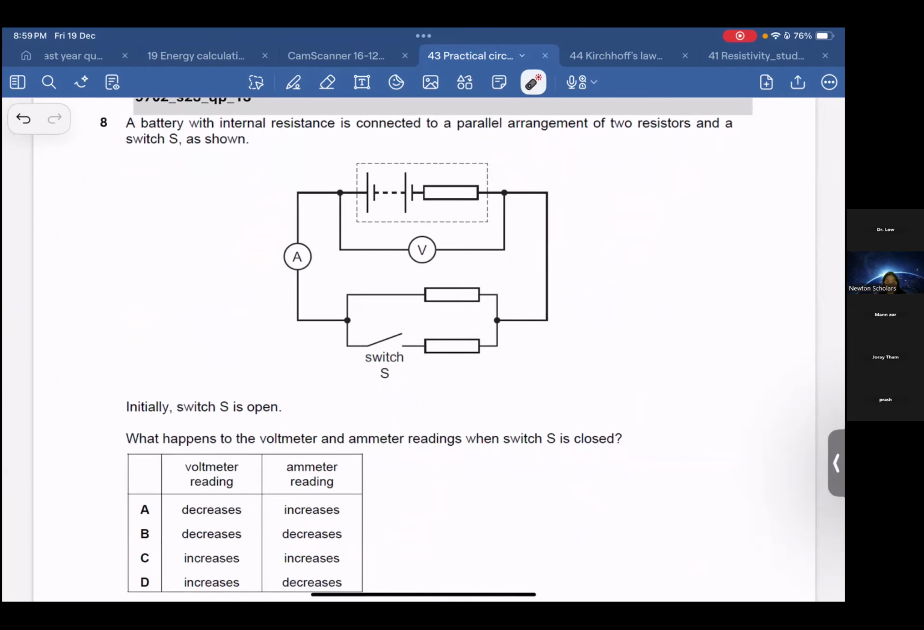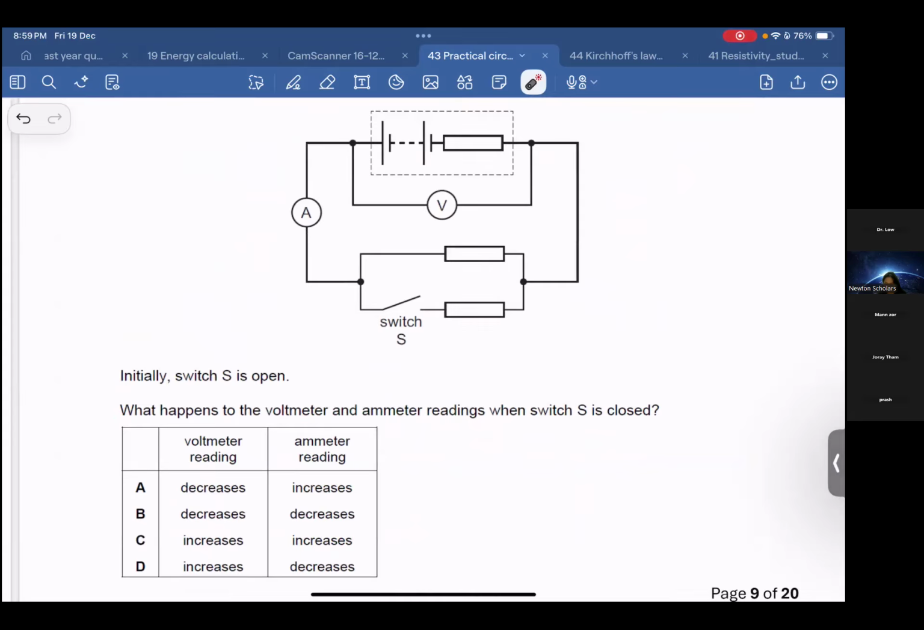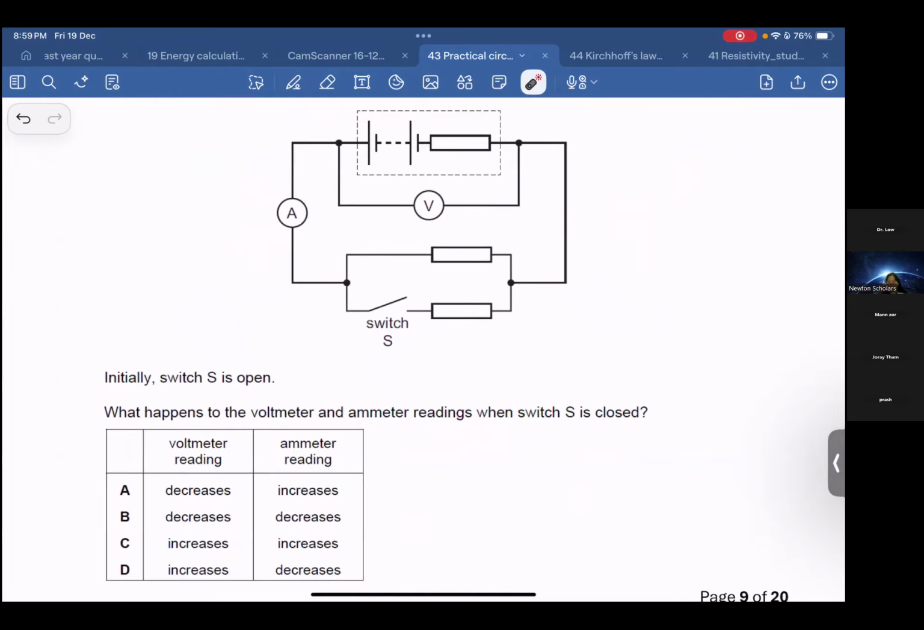Initially, switch S is open. After that, what happened when the switch S is closed? What happened to your voltmeter and ammeter reading? Think. After we close the switch, what's going on? So how will your ammeter and voltmeter reading change?